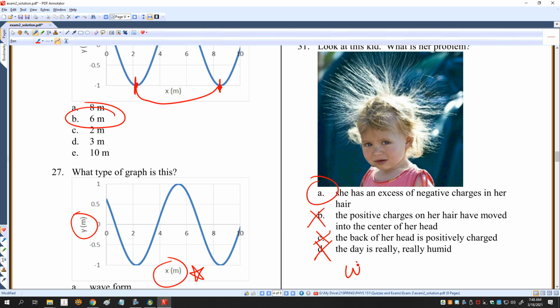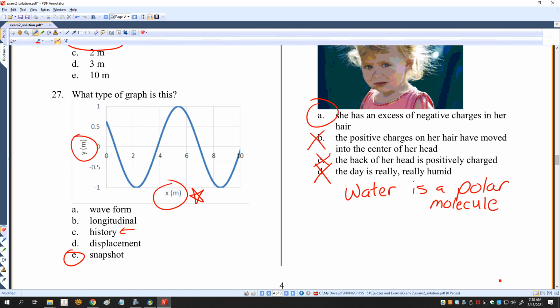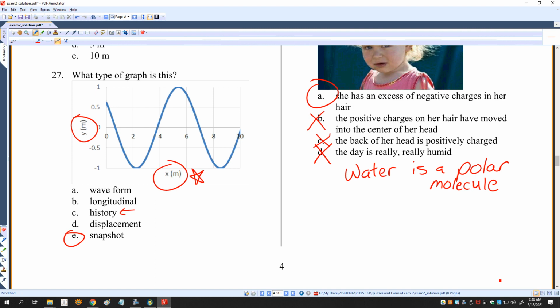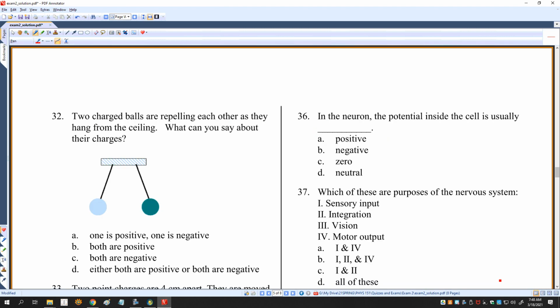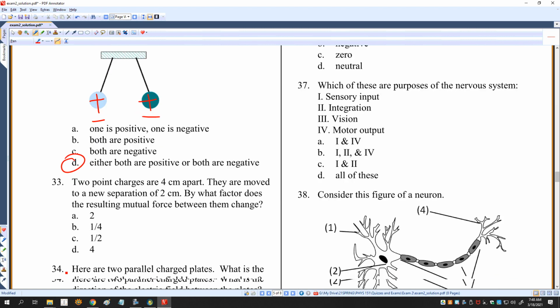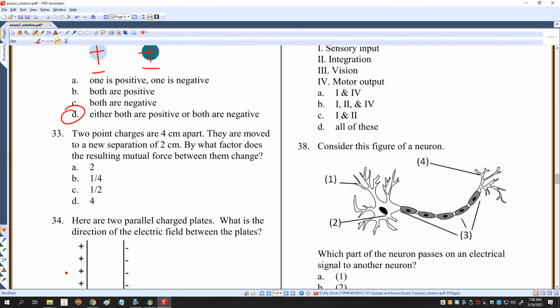Remember, because water is a polar molecule, and polar molecules are slightly positive on one side, slightly negative on the other, causing them to take away excess charge. What can you say about these charges? They repel one another. Well, I can say that they're either both positive or they're both negative. So D is the right answer. D and C are sort of correct, but it could be either.